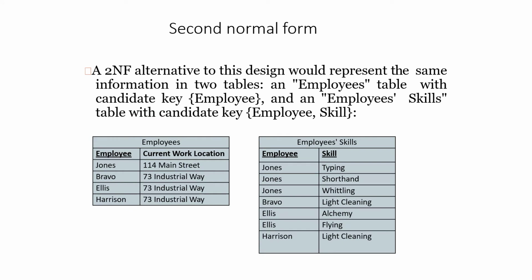Now if we have to convert it into 2NF, what will we do? Employee and his current work location will be saved once, and employee and his skills will be saved in another table.